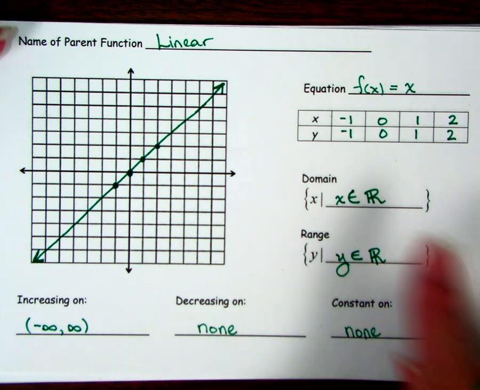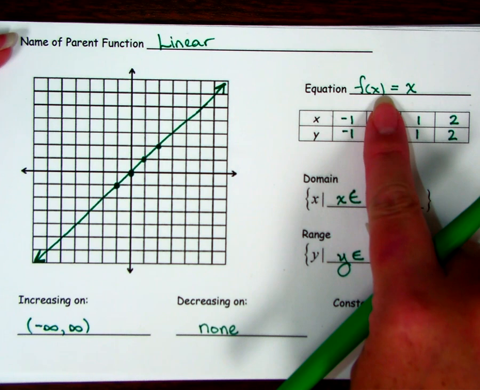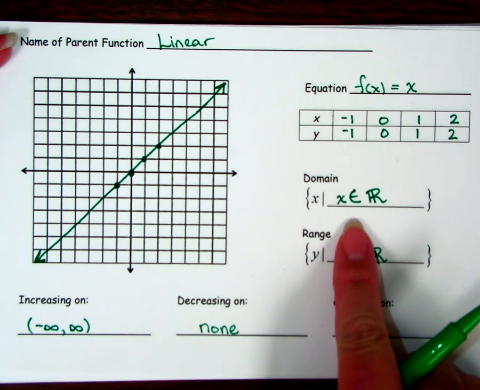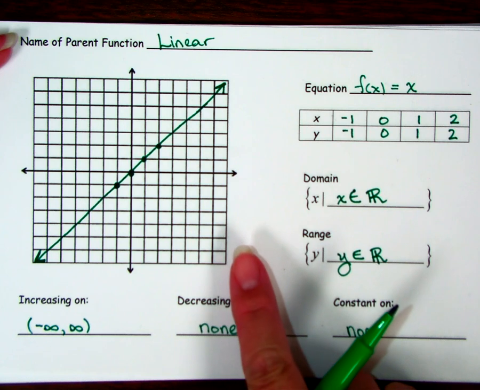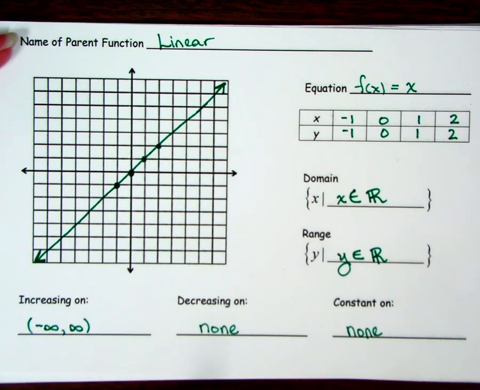The things you need to know about this function are the name of the parent function, the equation of the parent function, the graph of the parent function, the domain, and the range. If you know the graph, then you can find intervals of increasing, decreasing, and constant.